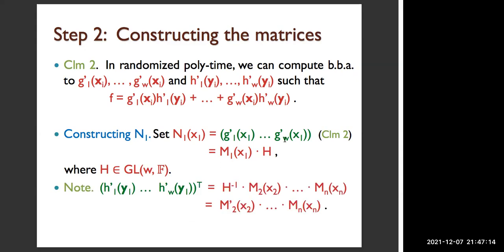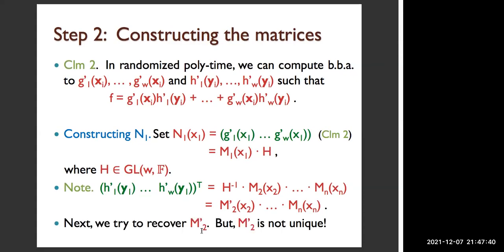Okay, so now what do I do? Once the G's are known, the H's are also known, the H primes. What is my H prime here? It is unique, so it's the remaining part. It's H inverse M2 to Mn. I don't know the individual M2 to Mn, but I know that their product is this column vector H prime, which is what I know. You multiply the H inverse with M2, you get M prime, right? And our next task would be to recover M2 prime.